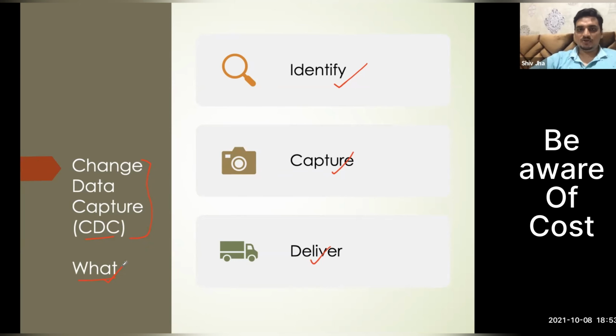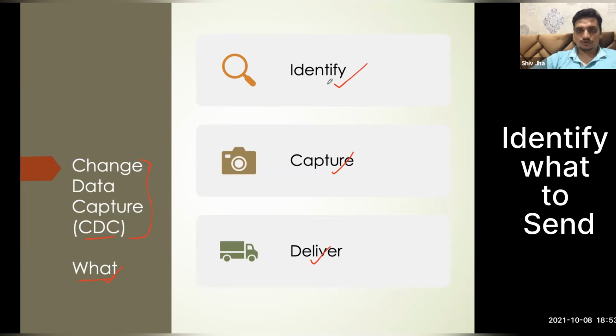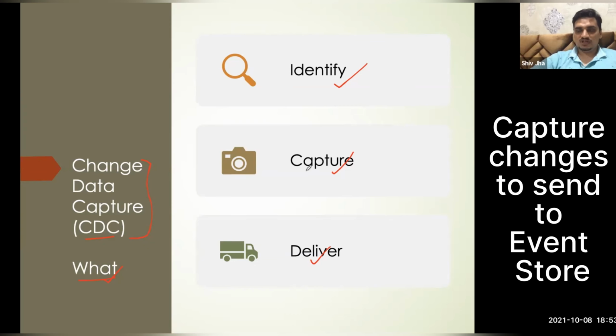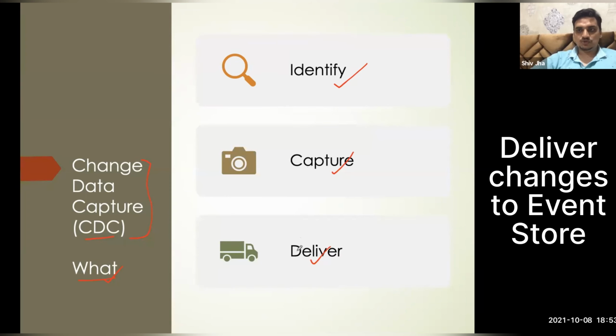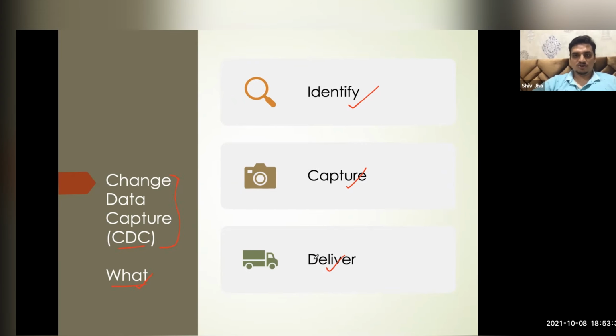It may not be that you want to send all the data from all the domains to your event store. You have to be judicious, because keeping duplicate copies of data and moving data around all cost. So you have to identify what you want to send from different domains. You have to find a way to capture those changes that happened as part of transactions, and then you have to deliver these changes and reconstruct the states with all these subsequent changes on your event store.